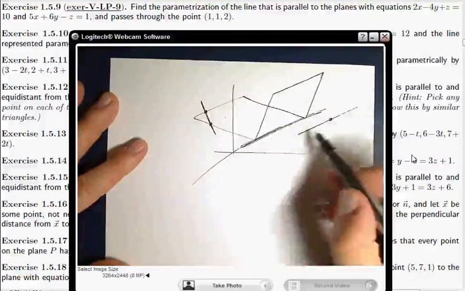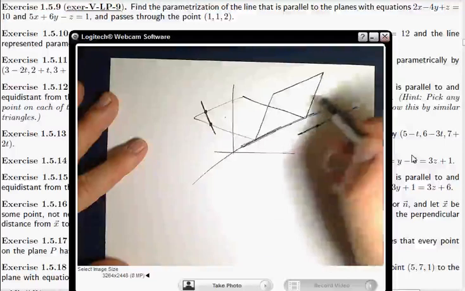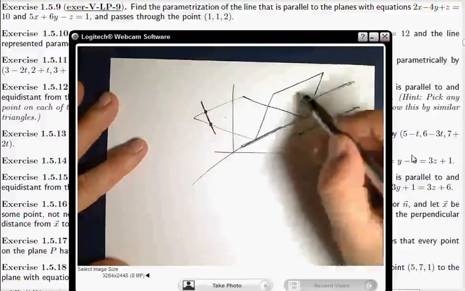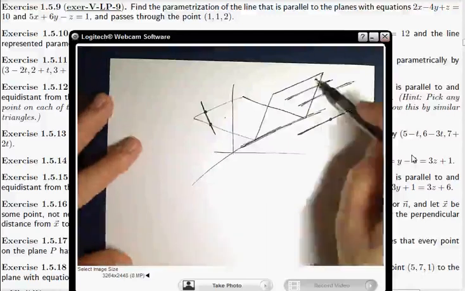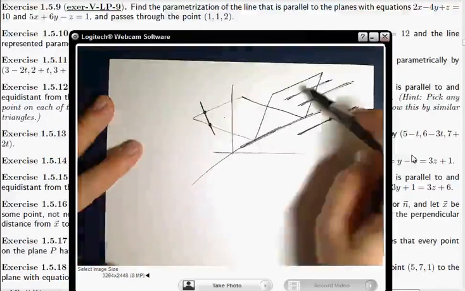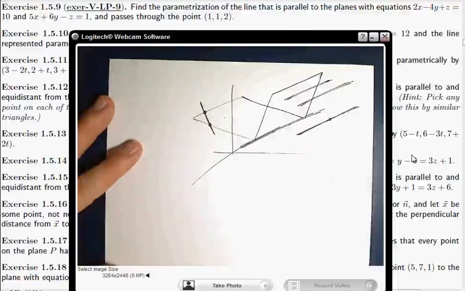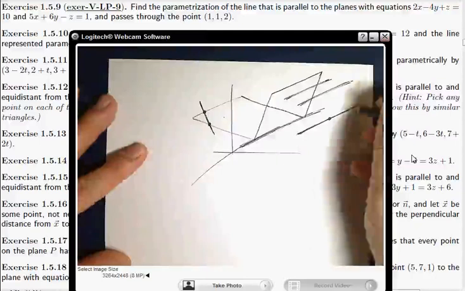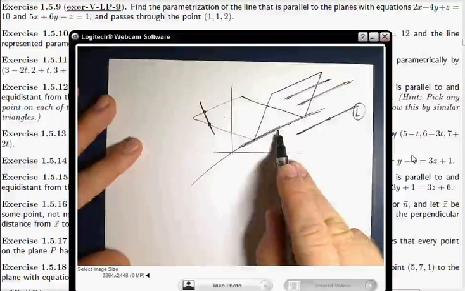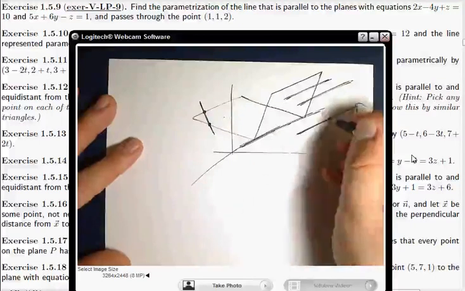But also, any line parallel to the intersection is also parallel to both planes. They're supposed to be parallel, but I'm not doing a good job there. There's a zillion lines that are all parallel to these two planes, and they're all parallel to each other. So I want to parameterize this one here, that's parallel to both planes, but also goes through this particular point.